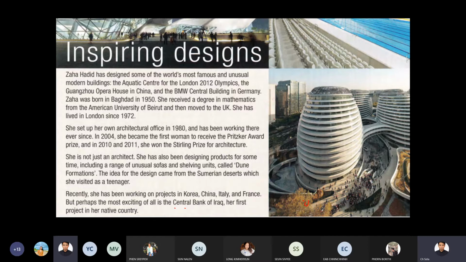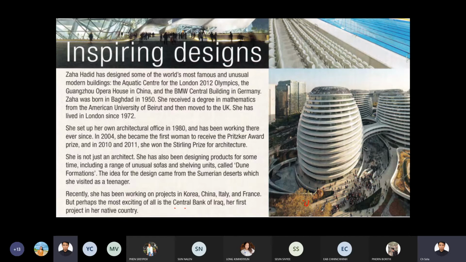This time I will read a little bit slower for you before we move on to the next one. The reason we came back and read this one is because many of you were late. So just read again. Inspiring designs. Zaha Hadid has designed some of the world's most famous and unusual modern buildings. The Aquatic Center for the London 2012 Olympics, the Guangzhou Opera House in China, and the BMW Central Building in Germany. Zaha was born in Baghdad in 1950. She received a degree in mathematics from the American University of Beirut and then moved to the UK. She has lived in London since 1972. She set up her own architectural office in 1980 and has been working there ever since.